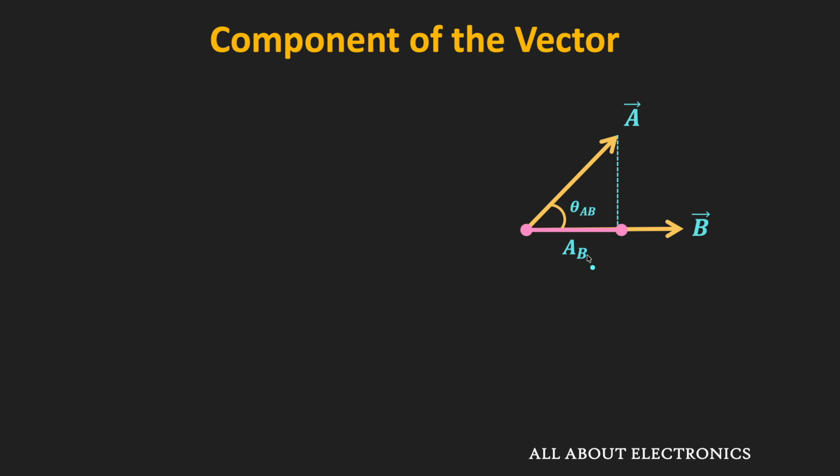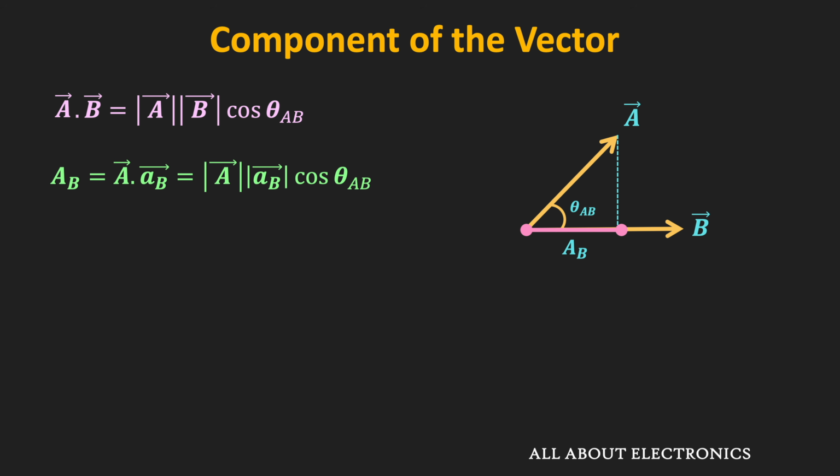Now let us see how to represent this projection in terms of the dot product. We know that A dot B is equal to the magnitude of A times the magnitude of B times cos of theta AB, right? Similarly, this scalar component AB can be represented as A dot small ab, where the small ab is the unit vector in the direction of the vector B. As per this definition, A dot small ab is equal to A times the magnitude of small ab times cos of theta AB.